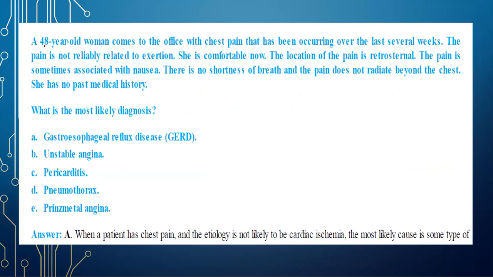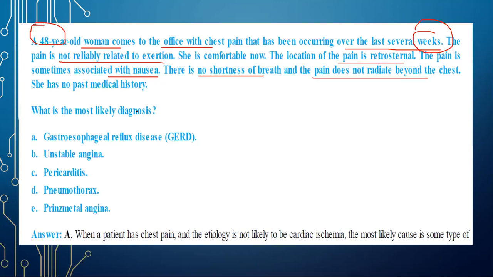A 48-year-old woman comes to the office with chest pain that has been occurring over the last several weeks. So it's not an acute onset, and it's a 48-year-old woman. The pain is not related to exertion. The location is retrosternal. Pain sometimes associated with nausea, no shortness of breath. Pain doesn't radiate beyond the chest. No past medical history. Now, remember one thing.